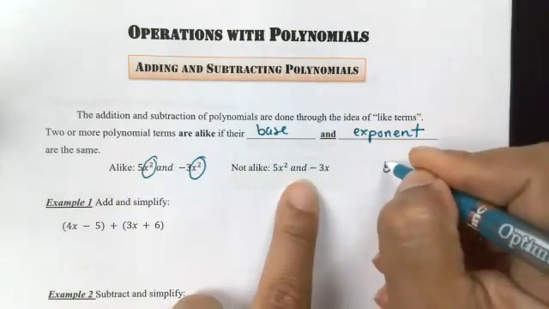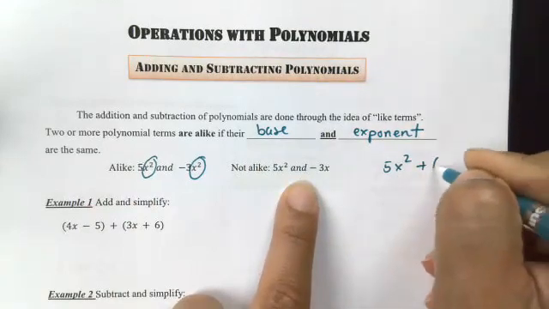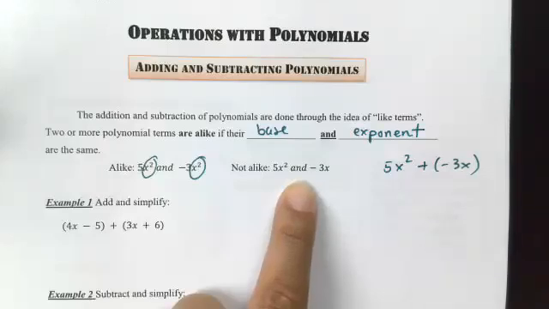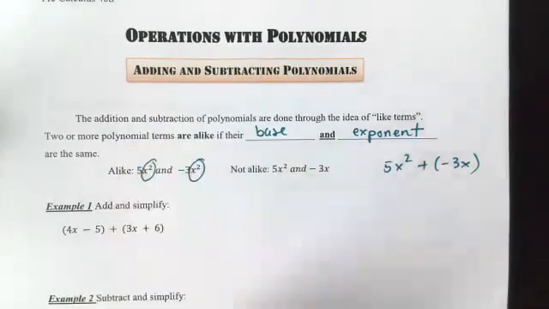If I want to add them, 5x squared plus negative 3x, and I'm saying, okay, add these two, you have to say that's all you can do to them. You can't merge them, okay? They have to stay separate.